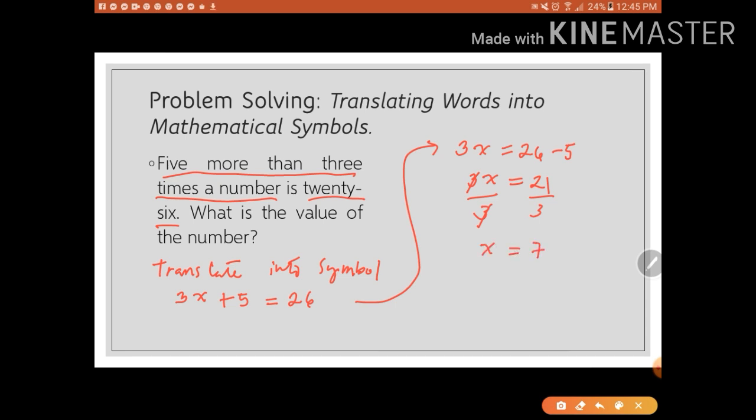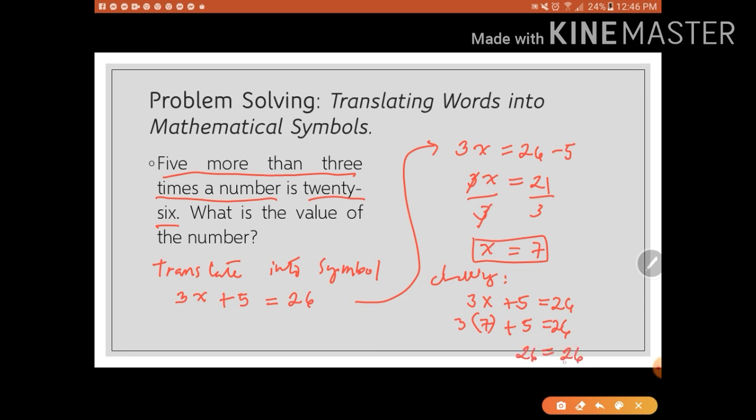So we have to divide both sides by 3 so we can get the value of the number. When you divide 21 by 3, it becomes 7. So the value of the number now is 7. Now let's check if our answer is correct by using the original equation, which is 3x plus 5 is equal to 26. What you're going to do here is substitute your value of x, which is 7, into the original equation. So it became 3 times 7 plus 5 is equal to 26.